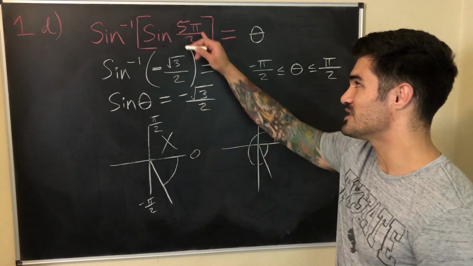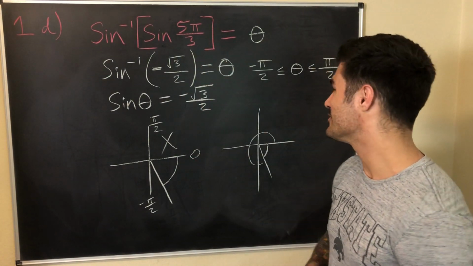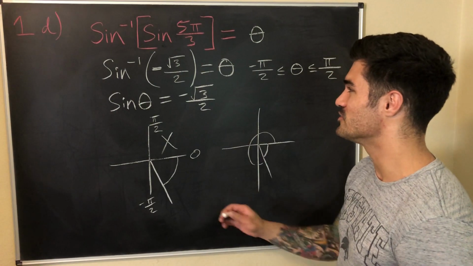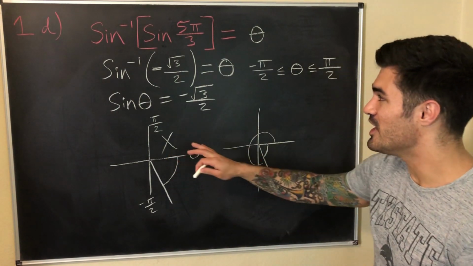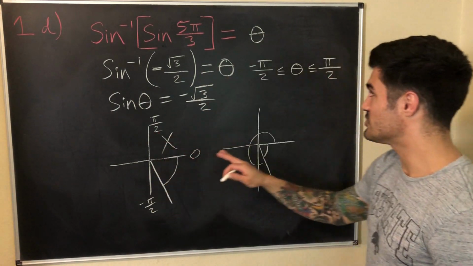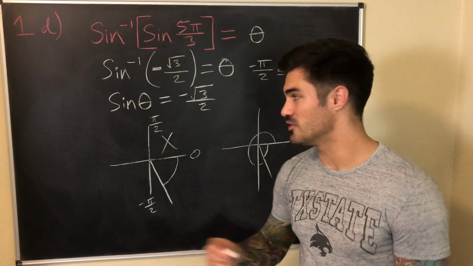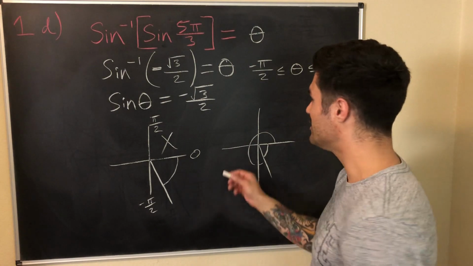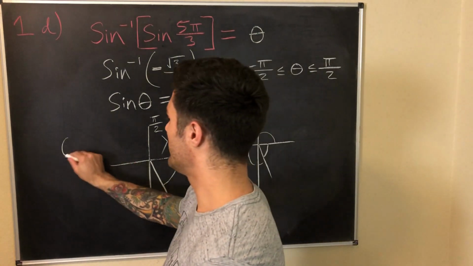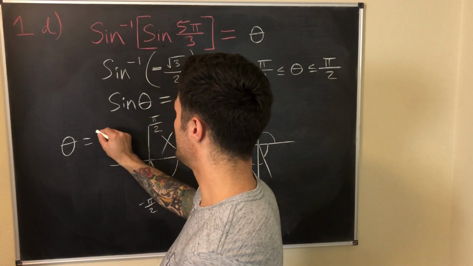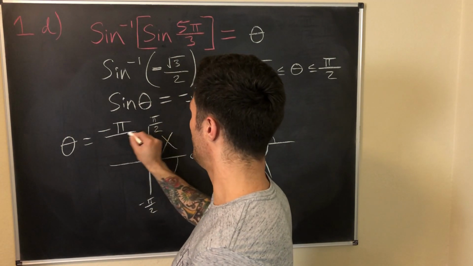Don't make the mistake of saying 5 pi over 3. Please don't do it. That's the most common mistake with these kinds of problems. Remember, always check at the end and make sure whatever angle you get as your solution falls within the interval for whatever inverse trig function you're dealing with. So in this case, we have theta. Let's see, where should I write the answer? I'll write it here. Theta equals negative pi over 3.